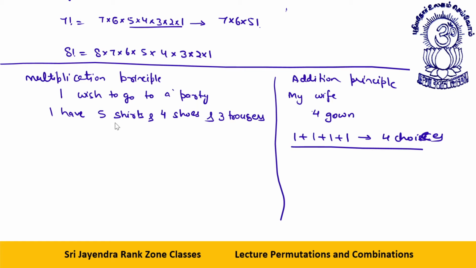But when it comes to me, I'll have to apply the multiplication principle. Why? Wearing a shirt alone won't get me ready. I'll have to get a shoe also, and a trouser also. So here we will apply the multiplication principle. Out of the five shirts, I have five choices. Out of the four shoes, I have four choices. Out of the three trousers, I have three choices. Combined together, I have 5 into 4 into 3 choices, that is 60 choices.